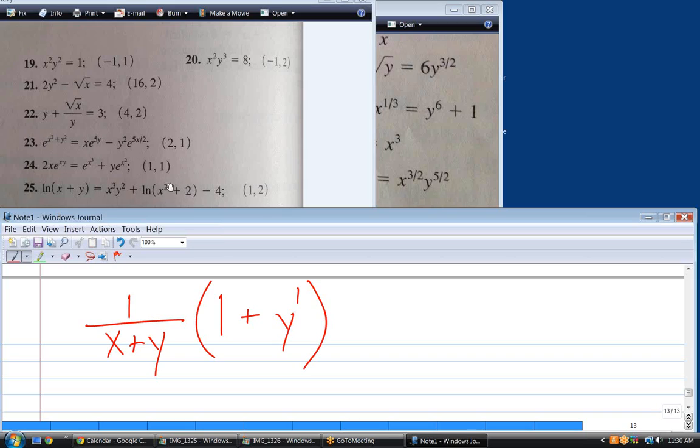Differentiate that. Just that part of it. So it would be 1 over x squared plus 2? It's the derivative of the inside. 2x, and that's it. No y prime, no nothing else.